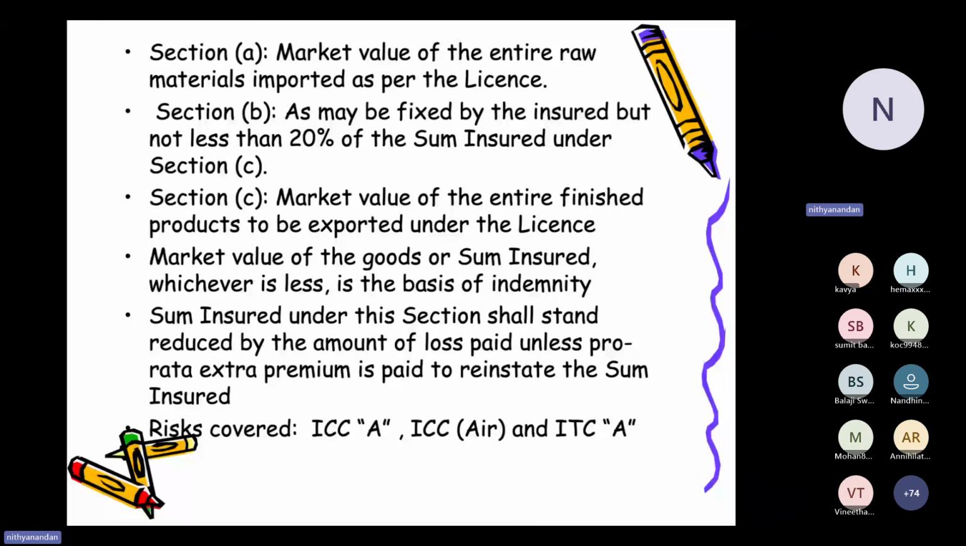Market value of the goods or sum insured, whichever is less, is the basis of indemnity. So whenever the loss happens, we will pay the market value of the goods or sum insured, whichever is less. The sum insured under this section shall stand reduced by the amount of loss paid unless pro rata extra premium is paid. Just like the fire policy, the sum insured gets reduced. They have to reinstate the sum insured to the original position by paying the additional premium. Risks covered: ICC A or ICC R. Inland, it is ITC A.